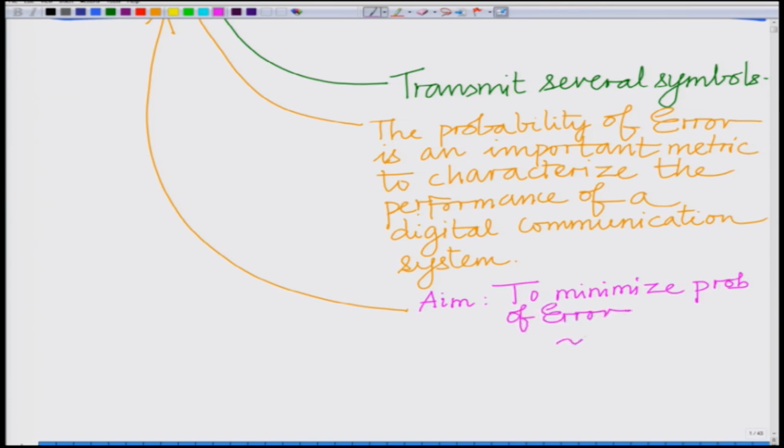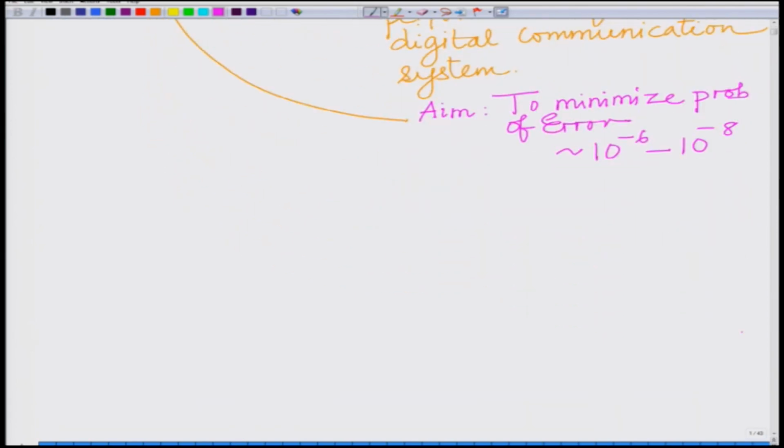Typical values of probability of error are approximately 10 to the power of minus 6 to 10 to the power of minus 8. We are going to look at these, which are known as the bit error rates or symbol error rates, etc. These are the typical values of the probability of error.